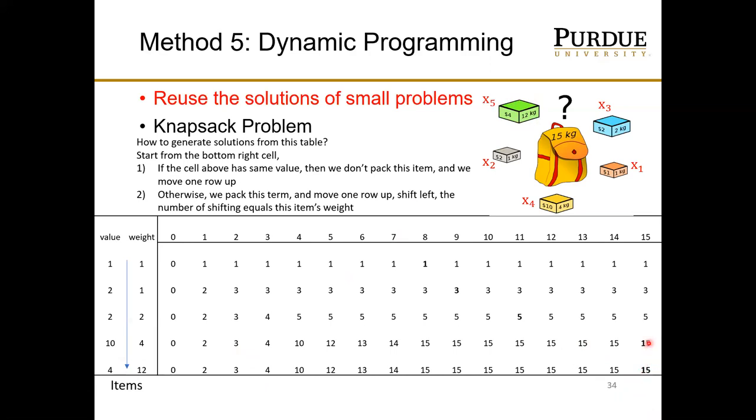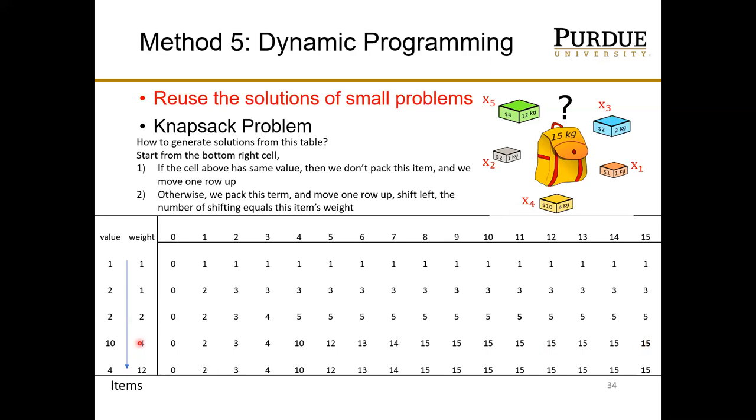Then we can move up to this 15, and compare the value above, which is 5. Five is smaller than this one. What does it mean? Compare 5 and 15. It's updated, which means this item is required. Then we need to use it, which means X4 is required, and that will be 1 for X4.